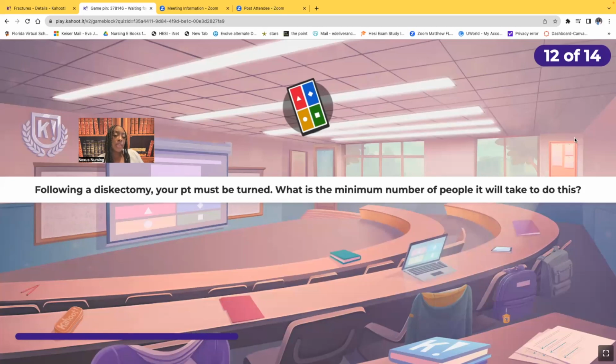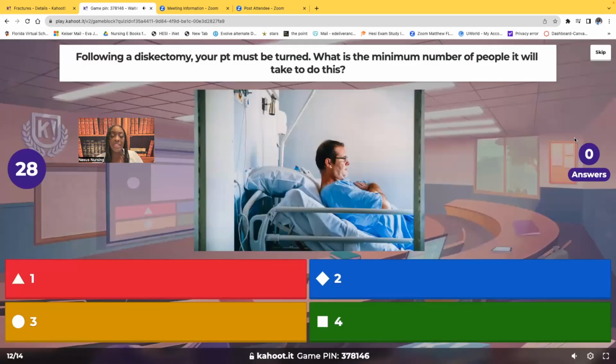Following a discectomy, your patient must be turned. What is the minimum number of people it will take to do this? Is it 1, 2, 3, or 4? Your patient just had a discectomy and they need to be turned. What is the minimum amount of people that you'll need in order to do this? 1, 2, 3, or 4?